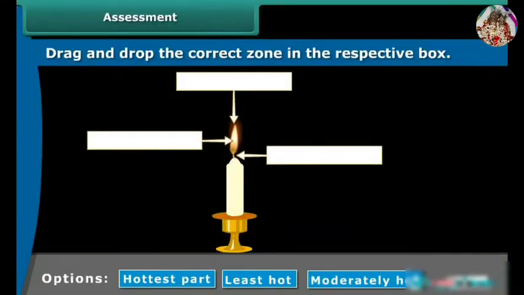Let's check what you have learned. This is a candle flame. You have to drag and drop the correct zone in the respective box.